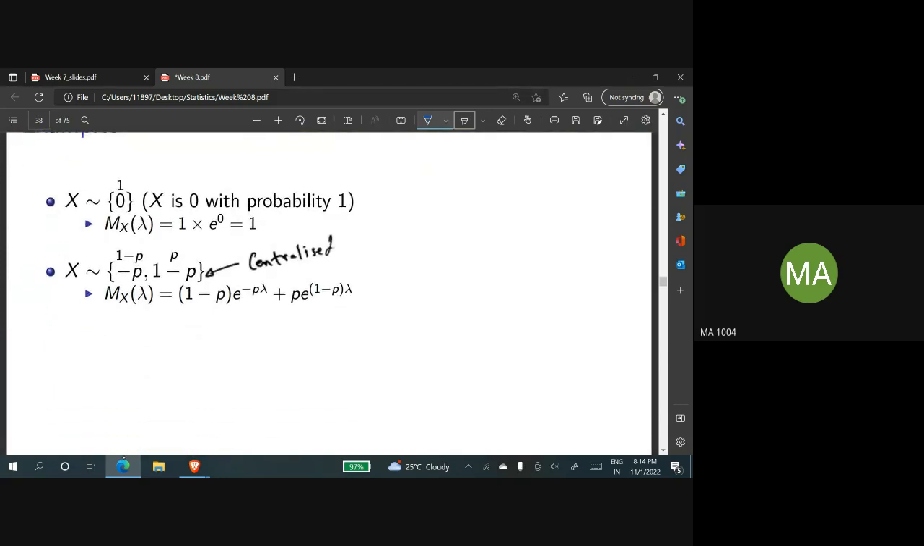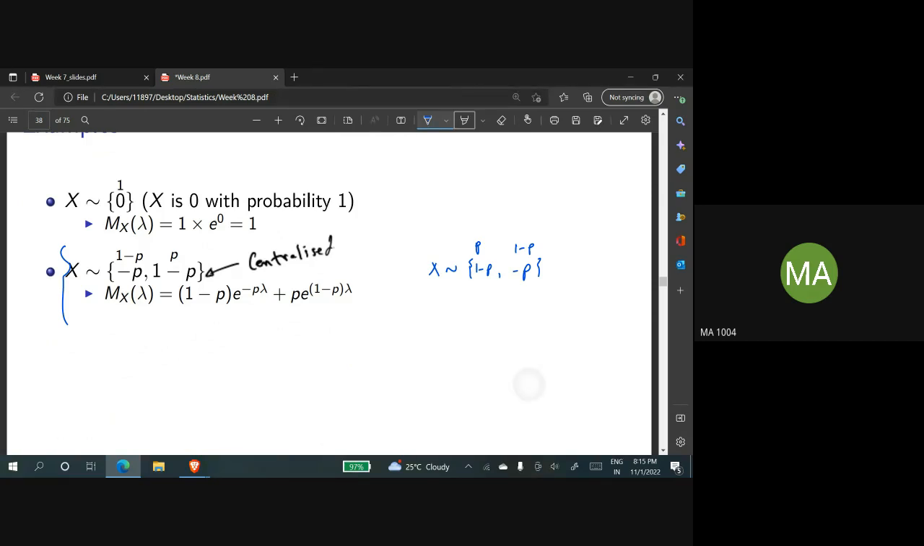Now similarly, you have a random variable X that is taking the value 1 minus p with probability p, and it's taking the value minus p with probability 1 minus p. So this is our centralized Bernoulli, basically.